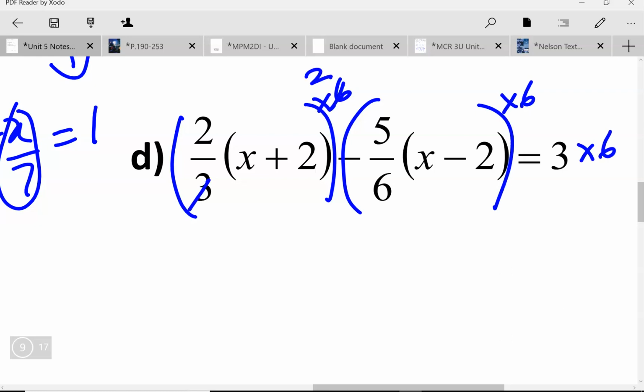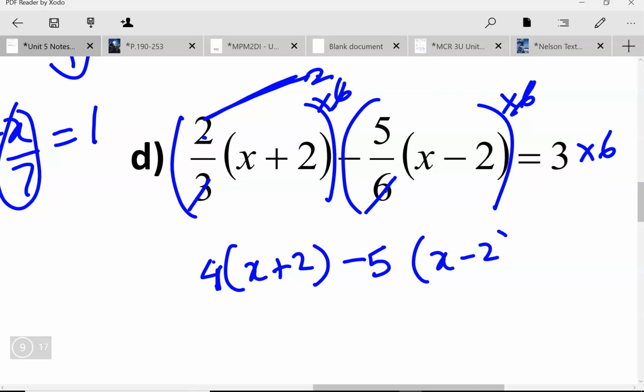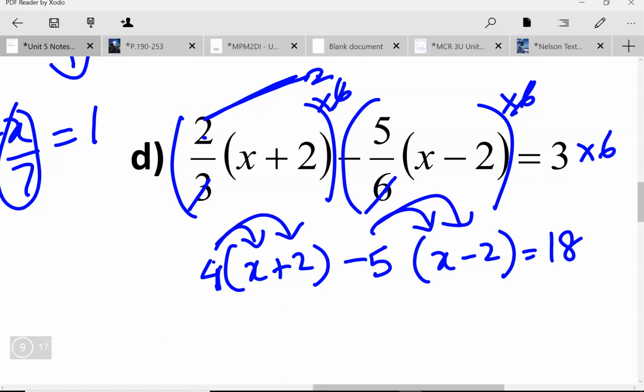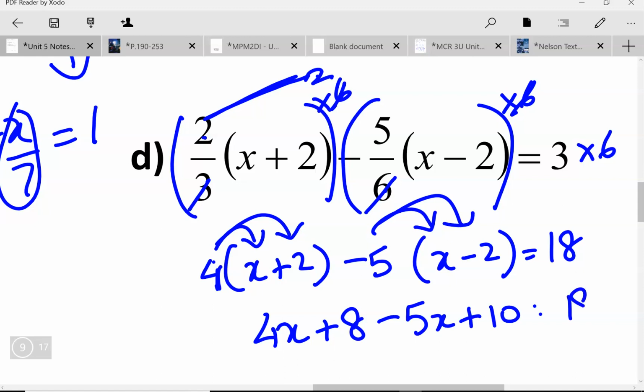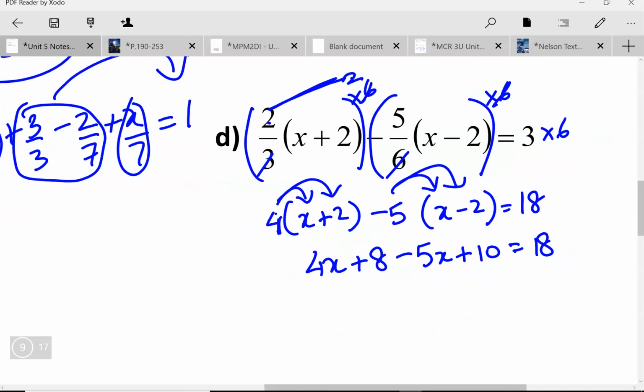Three and 6 cross cancel to give me 2. I have a 2 and another 2 here, so that gives me 4, because there's 2 2's, times x plus 2. 6 and 6 just cancel to give me 1 and 1, so I'm just left with negative 5 x minus 2. 3 times 6 is 18. So let's do some multiplication there. 4x plus 8 minus 5x plus 10. Be very careful about the sign. This looks interesting because I have 4x minus 5x is negative x plus 18 equals 18.